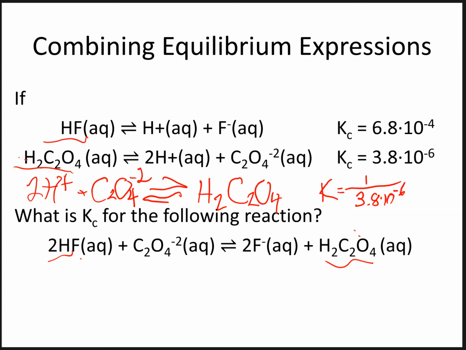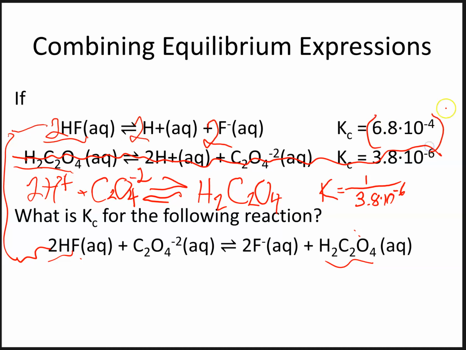Now, we've gotten rid of this form of the equation; we've written it in reverse. Now we have to deal with the fact that the HF does not have the same coefficient here. So we take our original HF equation and multiply everything by 2. That way the coefficients match up when we combine the equations. And since I did that, I have to take the equilibrium constant and raise it to the second power because I doubled everything.